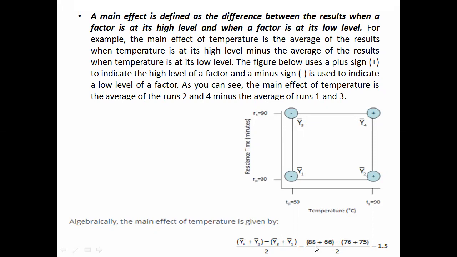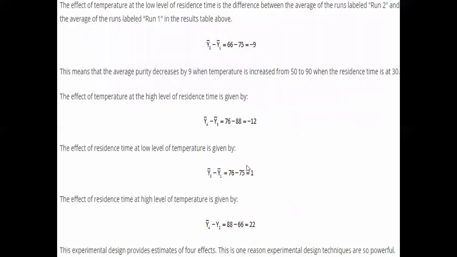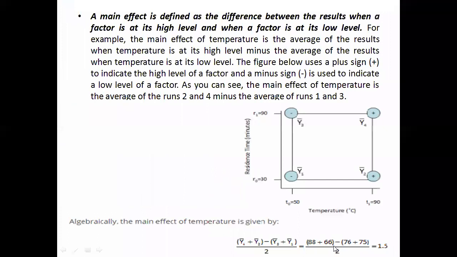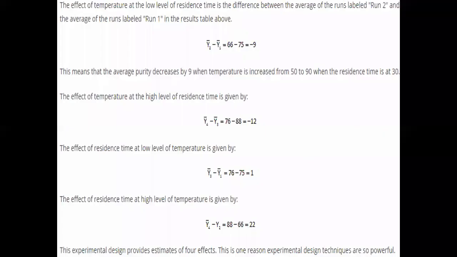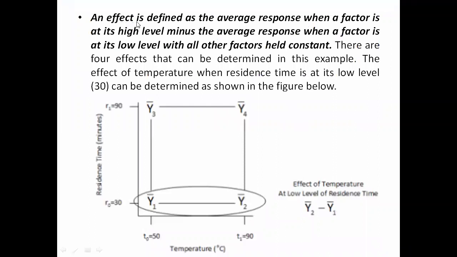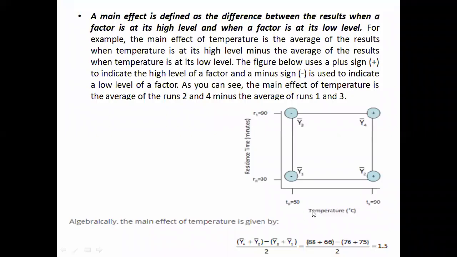So the same values that we have taken here, right? Different values we have got, so it is going to be 1.5. The value which you are going to get is 1.5. That is the main effect. This is the effect. This is the main effect.